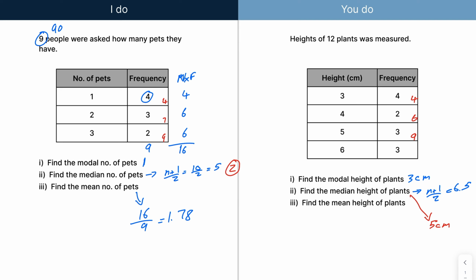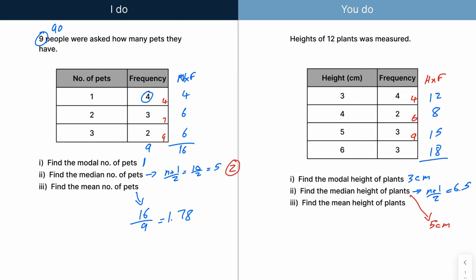For mean, we draw on this extra column here. So we're just going to do the height times the frequency. So that's just going to be, let me use a different color. That's 12 here. That's 4 times 3. That's 4 times 2. That's 5 times 3. And that's 6 times 3. So all I'm doing is multiplying these 2 values across. And once I've done that, I'm going to total them all up.